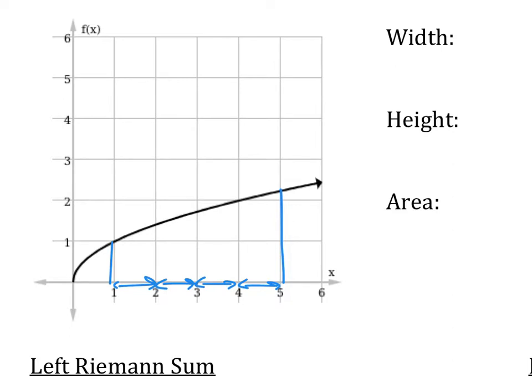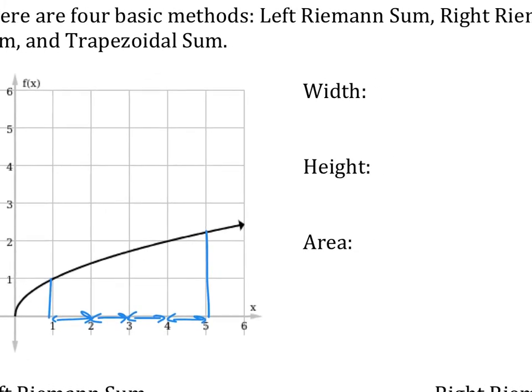Okay? Very easy. Now, you don't want to draw a picture every single time, so I'm going to show you how to do this algebraically. So what is the width? The width is going to be the length of x. So we say delta x. The triangle is called delta. That's the Greek letter delta. So delta x is how long or how wide that interval is.